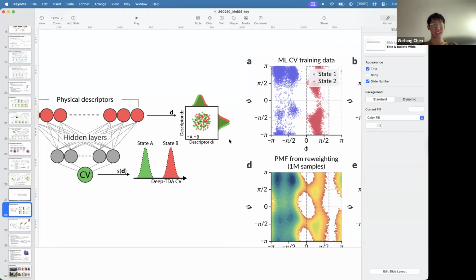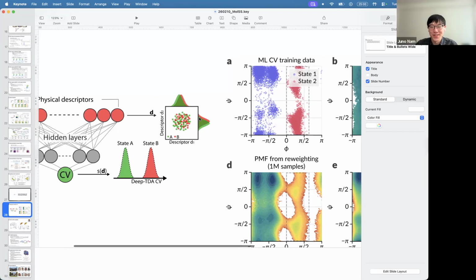Okay, thanks. Can I ask a question following this? You mentioned that you find the CV by using data from both modes, but isn't this a chicken and egg problem? You first need data from both modes, then you use it to define the CV space to sample from both modes. That's a very good question.